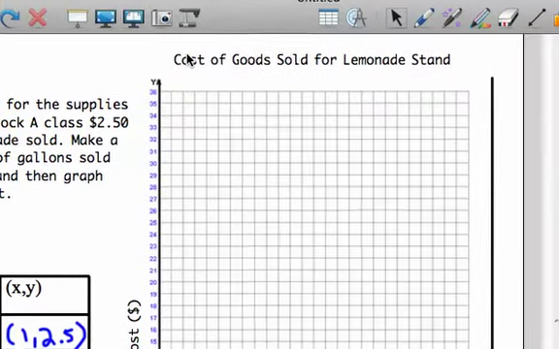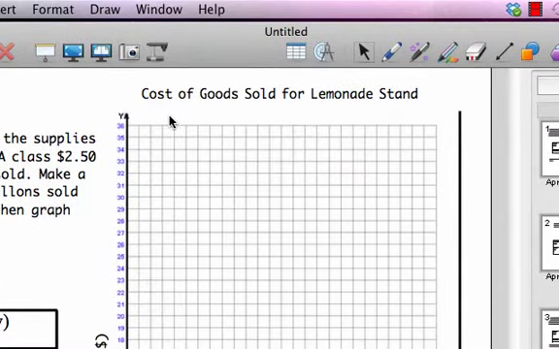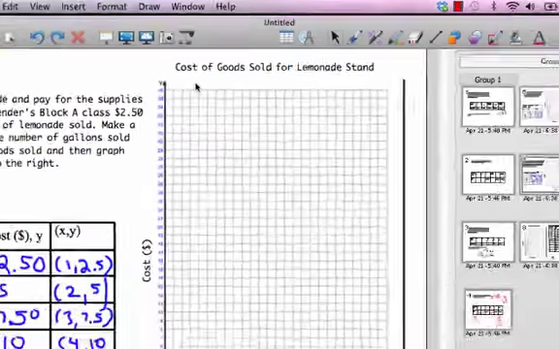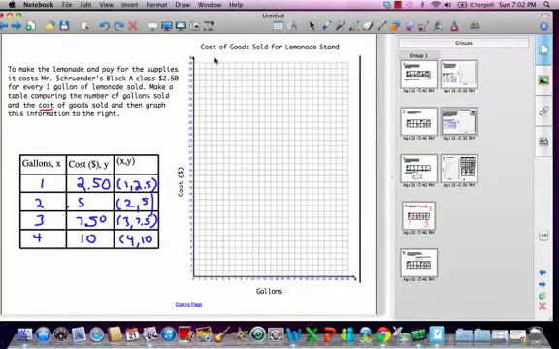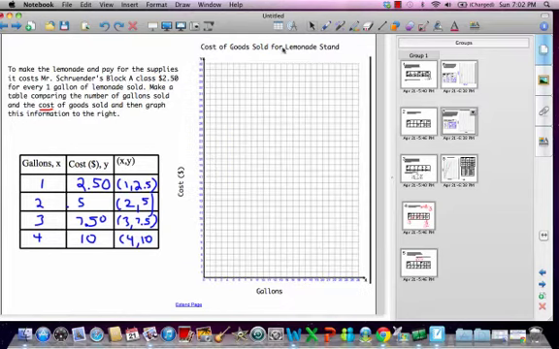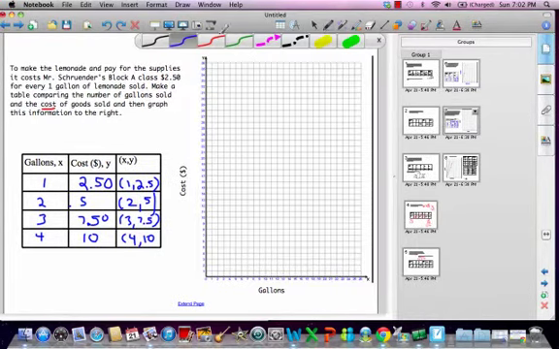And I didn't give my last one a title. I'm giving this one a title. I should have done it on the last one. I'm going to call this Cost of Goods Sold for Lemonade Stand. Very creative title. Not really, but you know, it tells the story. Anyway, we're going to graph these points, and I want to graph these actually in red, like I said, because red means that's where we're losing money. So these are the costs.